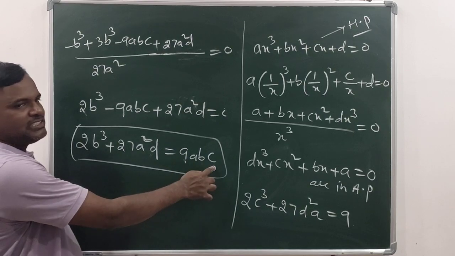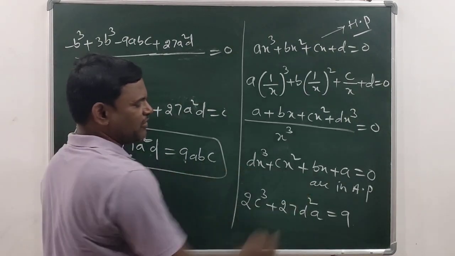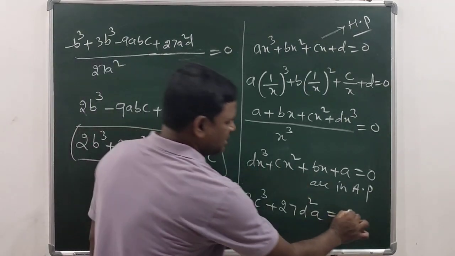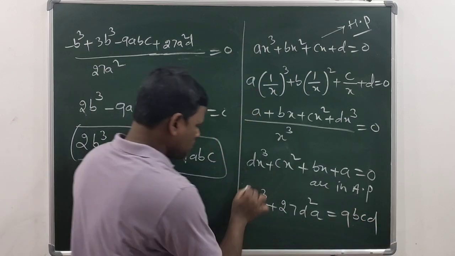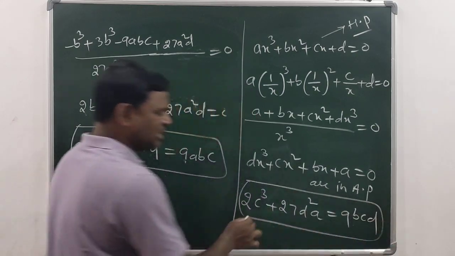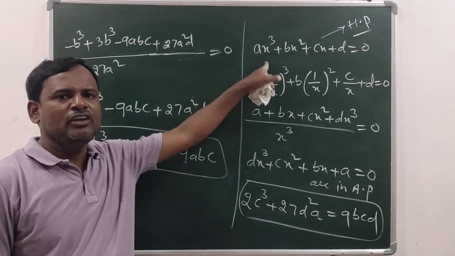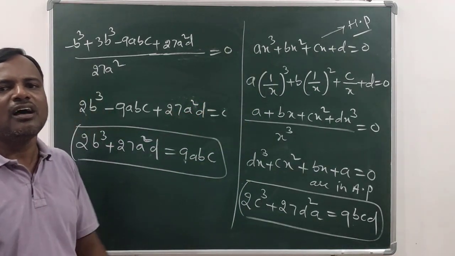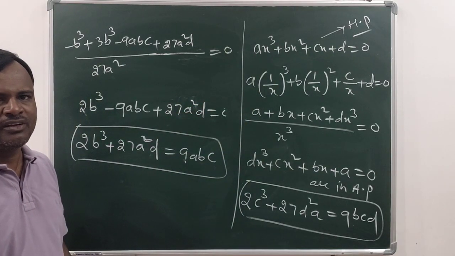A, B, C means coefficients of the first 3 terms. So here B, C, D. So this is the required condition for the cubic polynomial if whose roots are in harmonic progression.